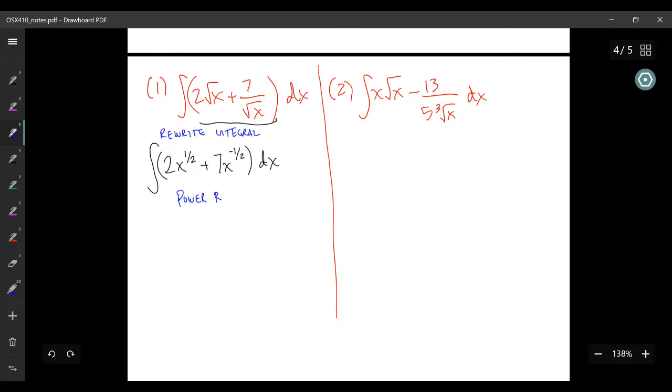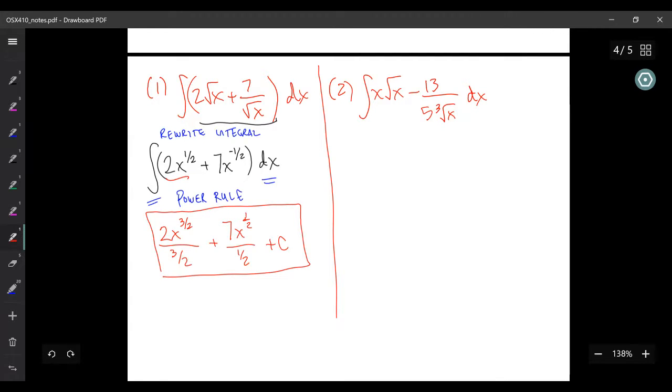When you take the antiderivative, the integral sign goes away. For the antiderivative using the power rule, you add 1. So 1/2 plus 1 would be 3/2, divided by 3/2. And then negative 1/2 plus 1 is a positive 1/2. And then don't forget that you get a plus c.